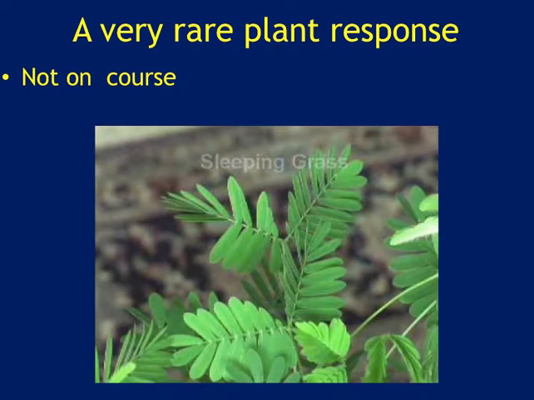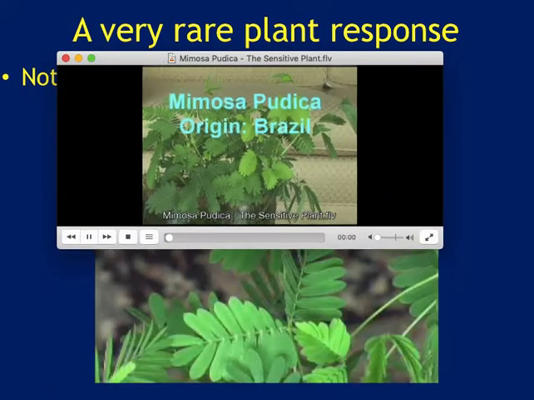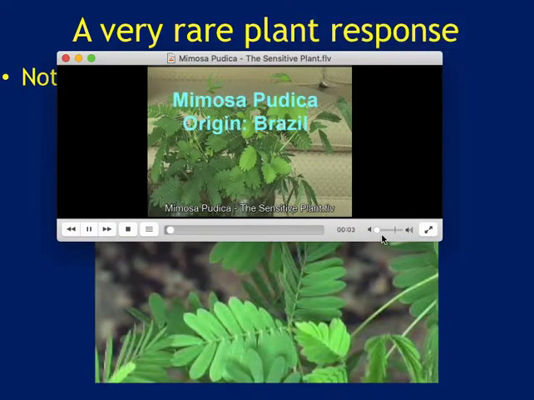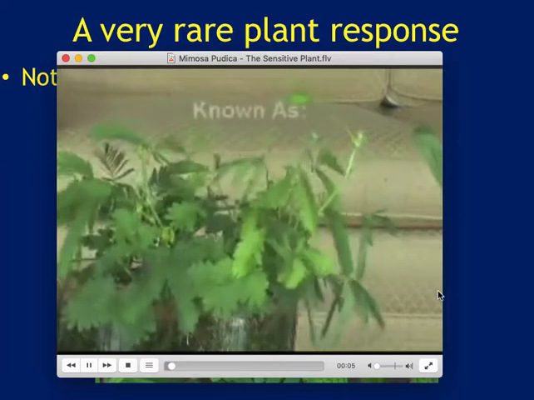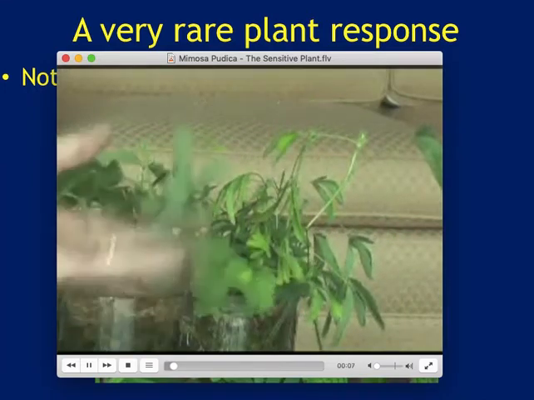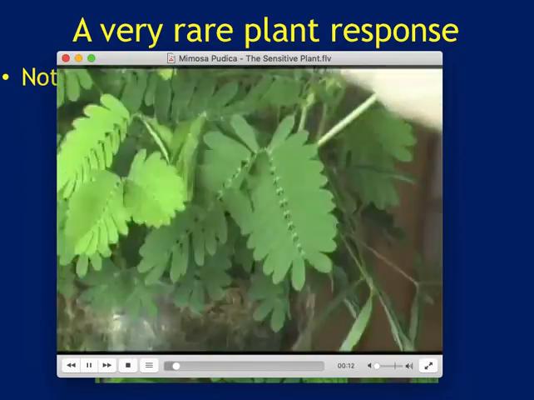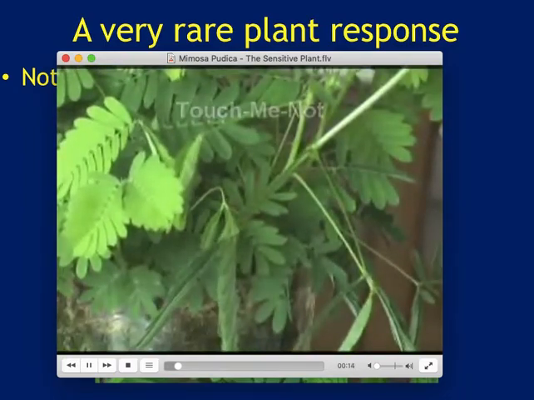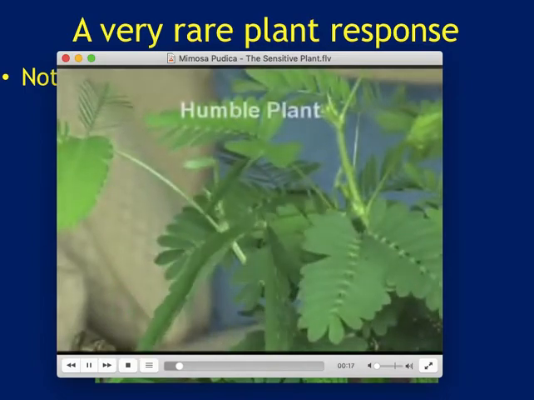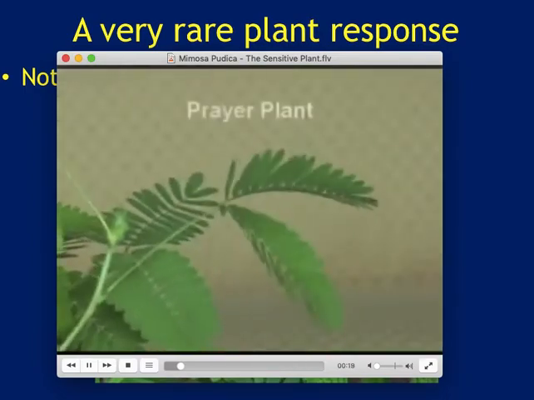Now, this isn't on our course. I have to find it for you. But it is a very, very cool plant. You may or may not have seen this plant before. So it is very cool. It is so sensitive that as soon as you touch it, it is going to fall away from you. Can you see why that might be an advantage to that particular plant?